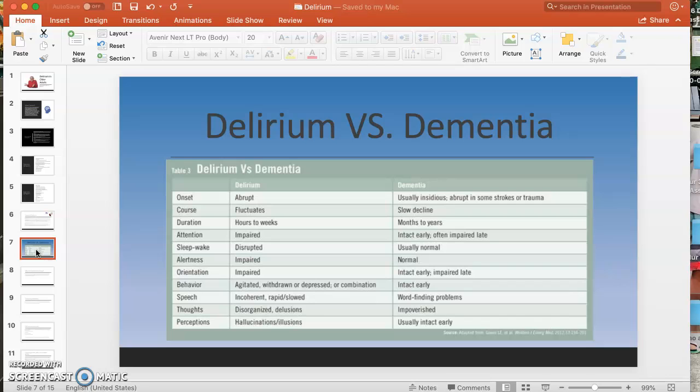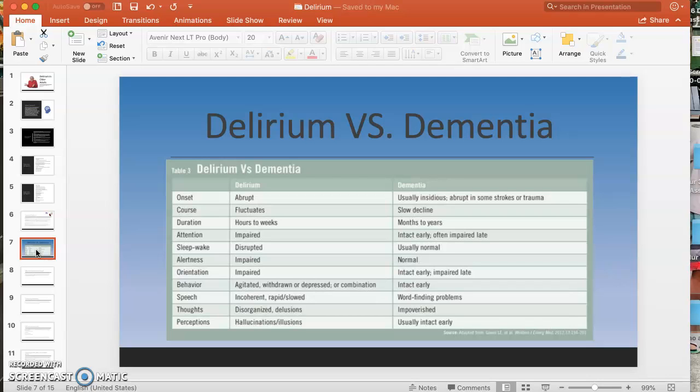Attention in delirium is impaired, while in dementia it is intact early and often impaired late. Sleep-wake cycle: sleep-wake in delirium is disrupted, while in dementia it's usually normal. Alertness in delirium is impaired, while dementia is normal. Orientation in delirium is impaired, while dementia is intact early and impaired late.